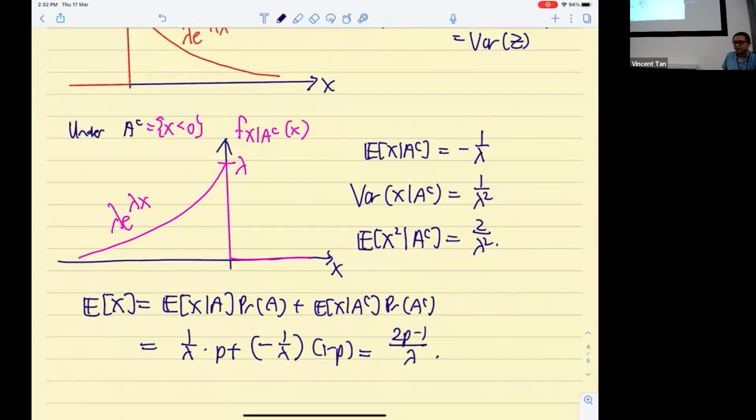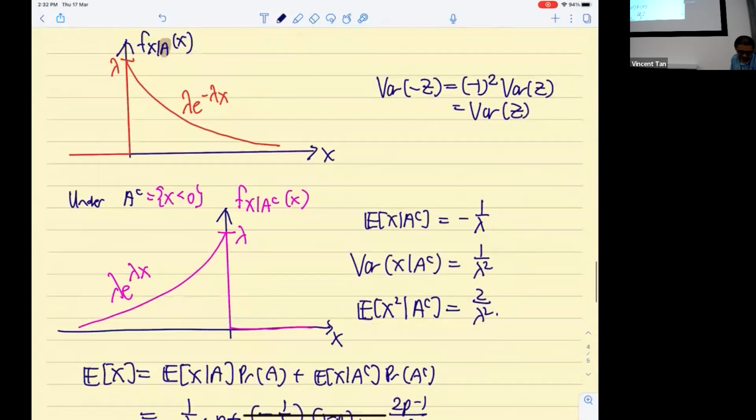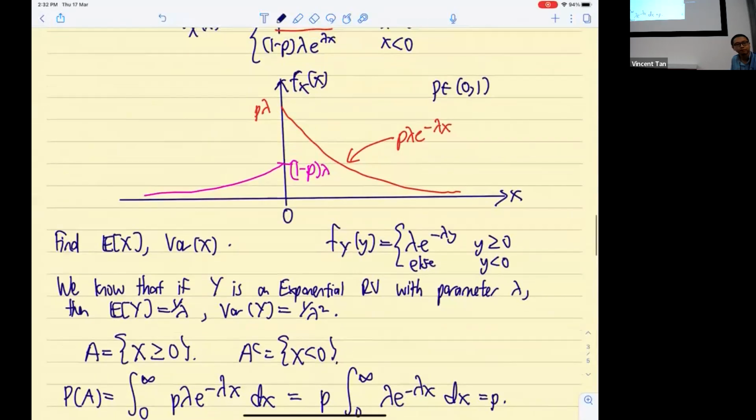Now, does this make sense? Whenever we do some complicated calculation, we have to make sure that the answer makes sense. How can we check? Let's look at this picture. We can check by particularizing the value of p to half.